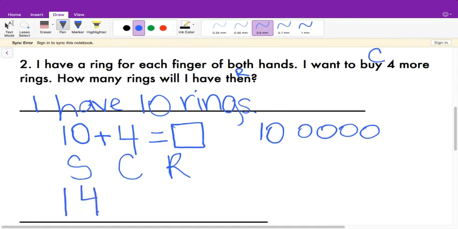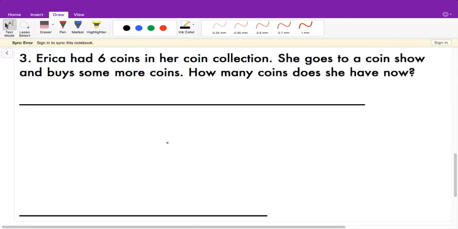And let's go back to the question to look for a label. How many rings will I have then? So it's going to be rings for our label. So our answer is 14 rings. Great job. Okay, let's move on to the last problem, number 3.